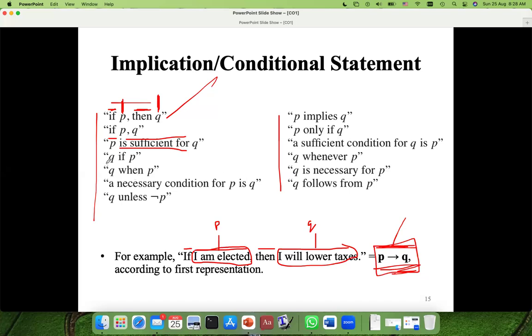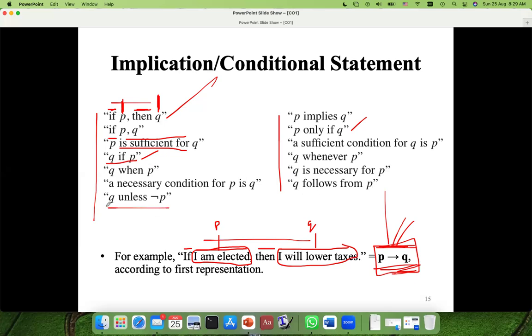If you find something like QFP, for example, "I will lower the taxes if I am elected," I am just changing this like that. And then that would also be equal to what? P implies Q. Similarly, you will find something like "I am elected only if I will lower the taxes." That is also equal to something like that. So these are the different readings.